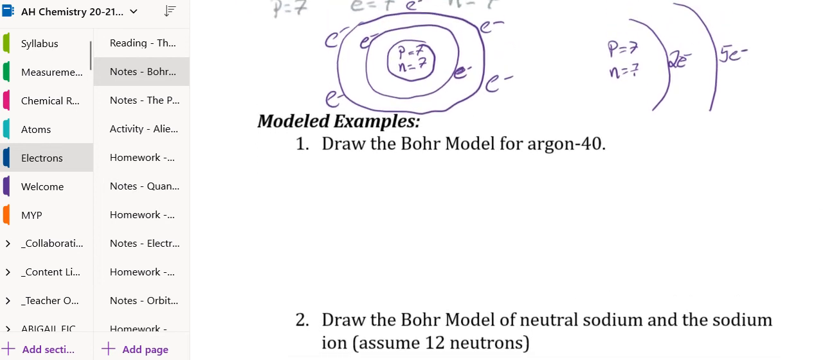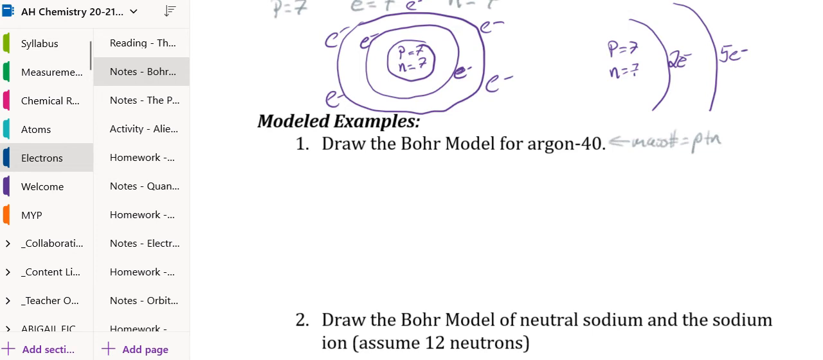Start off with a big one. Draw the Bohr model for argon 40. What is that 40? Mass number. Why are we going to do that? So we can figure out how many neutrons?